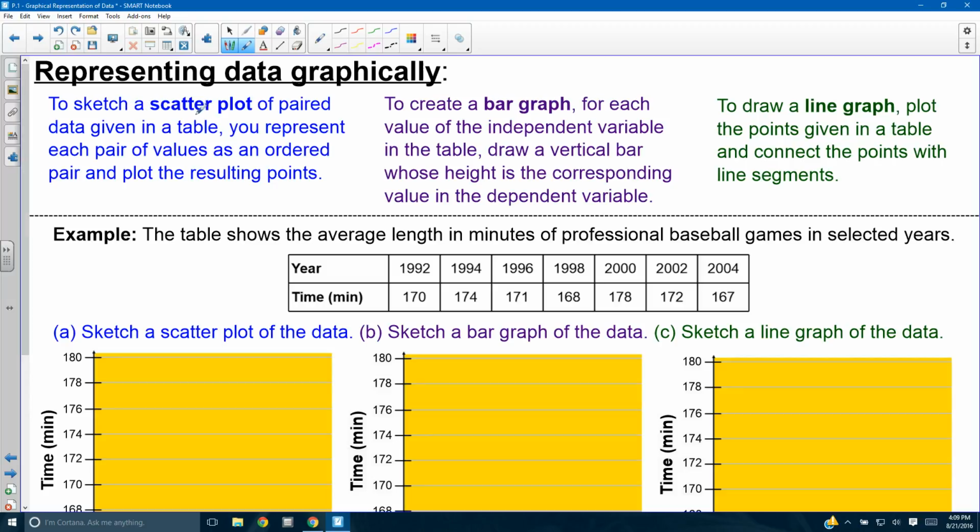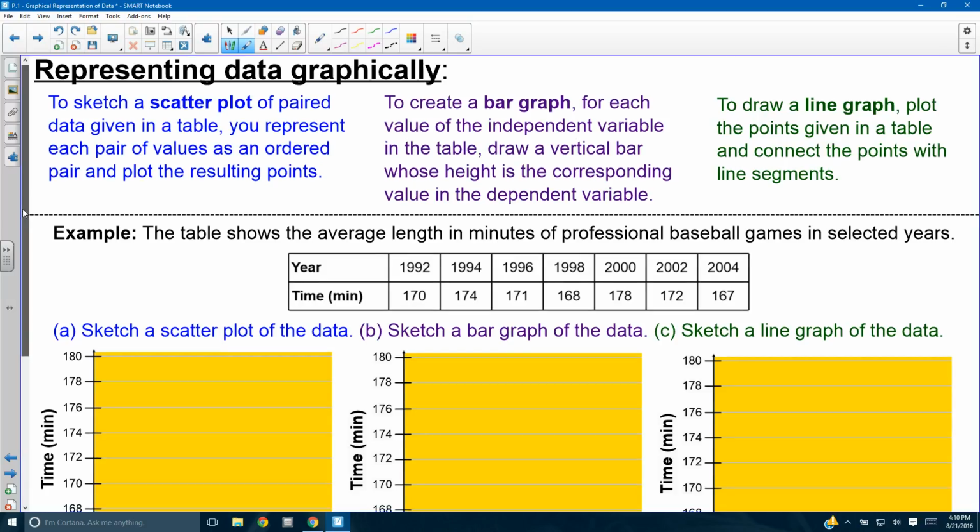A scatter plot is basically just a set of points, and they're scattered depending on the amount that you have in the table. That's just how they're going to look. To sketch a scatter plot of paired data given in a table, you represent each pair of values as an ordered pair and plot the resulting points.